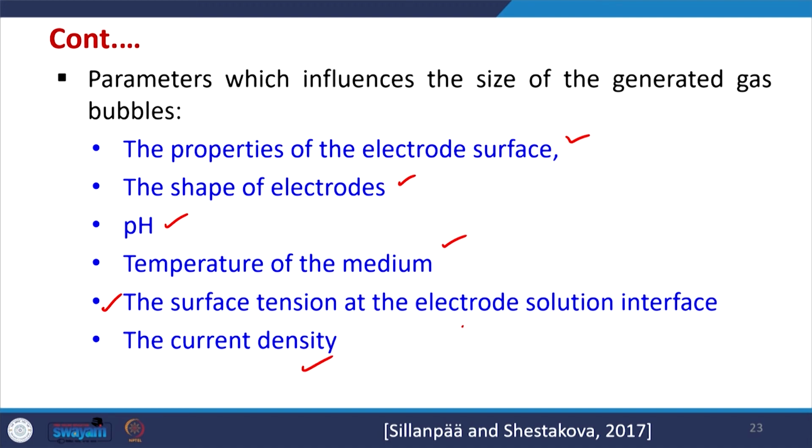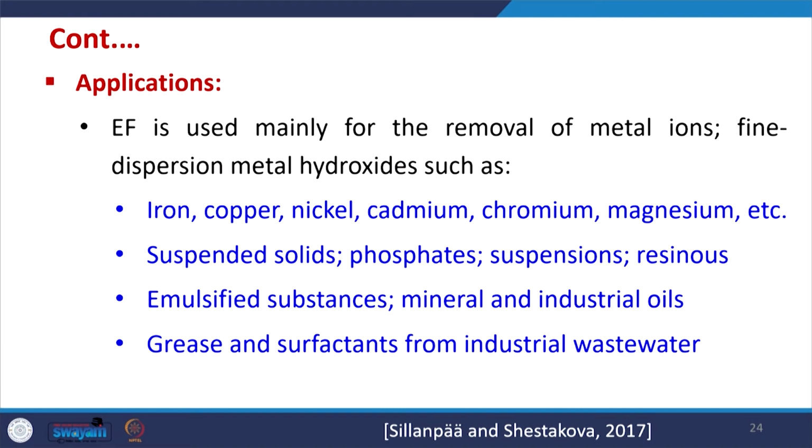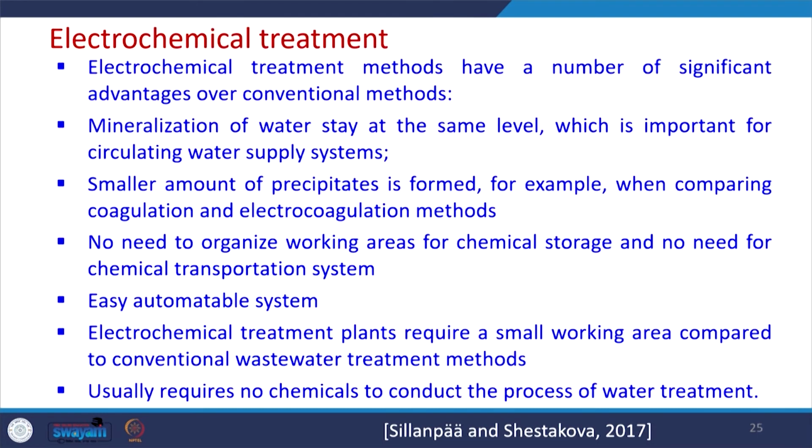all electrochemical treatment systems. This electro-flotation system can be used for removal of metal ions, fine dispersed metal hydroxides such as iron, copper, nickel, cadmium, chromium, any of these can be removed. Similarly, it can be used for removal of suspended solids, phosphates, and some suspensions also. Then emulsified substances, minerals, industrial oils etc. can be separated. Similarly, grease and surfactants can be removed from industrial wastewater using the electro-flotation technique.